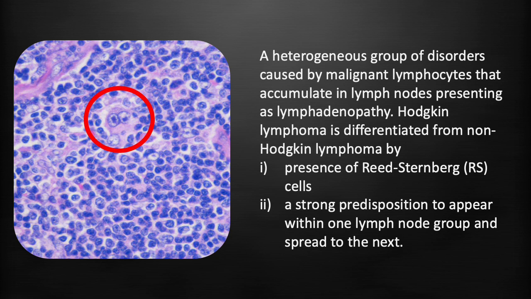So what is Hodgkin lymphoma? Hodgkin lymphoma is distinguished from non-Hodgkin lymphoma by two main features. The first is the presence of Reed-Sternberg cells, and the second is a strong tendency for the Hodgkin lymphoma to arise within a single lymph node group and spread from one lymph node group to the next.